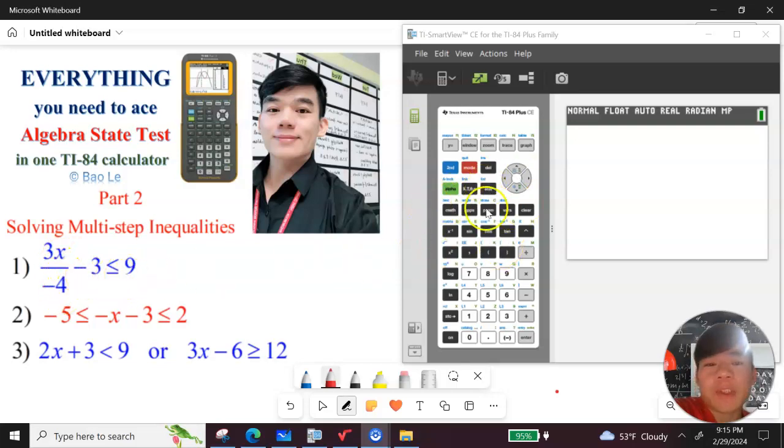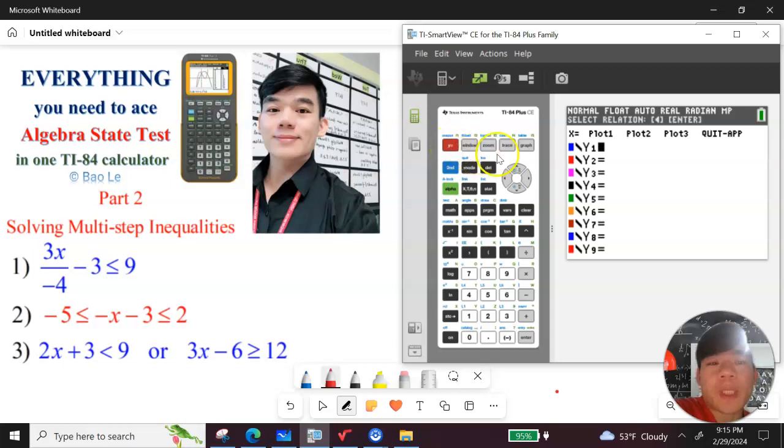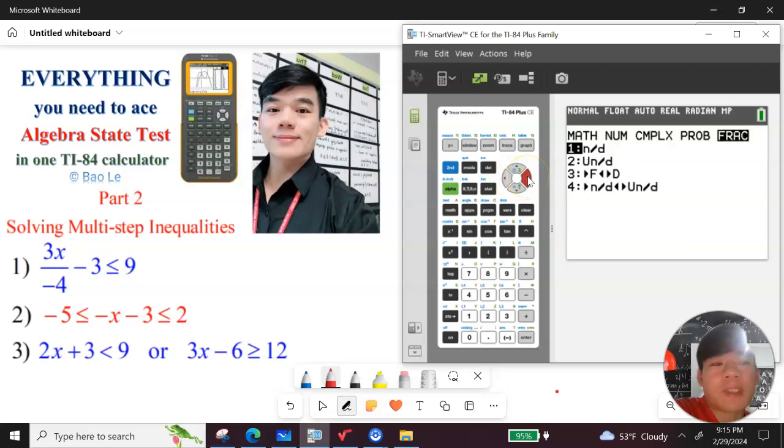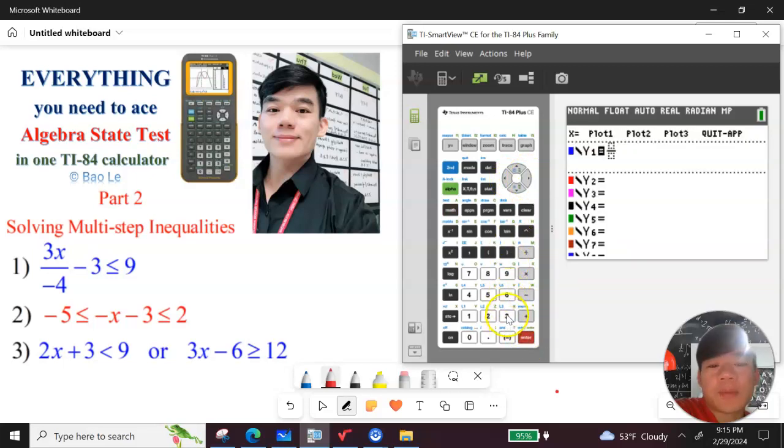Okay, so what you need to do is bring up the calculator. So this is my TI-84 Plus C calculator. Now you hit Y equals. Right here you need to hit Math, because you have the fraction 3x over -4. So hit Math, go to Fraction, hit Enter. Alright, so you put 3x over -4, now minus 3.